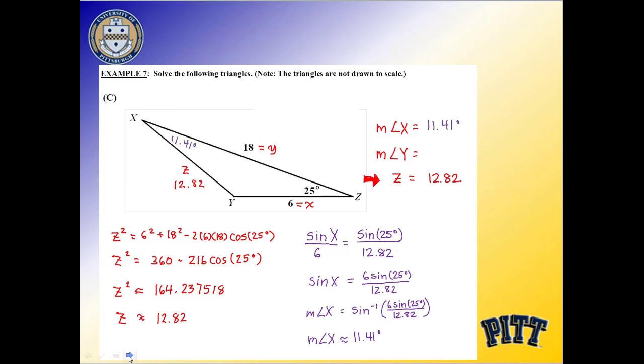At this point, the easiest way to find angle Y is to add 25 and 11.41 together and subtract that from 180 to get 143.59. Now when I look at the final result, the biggest angle should be opposite the biggest side, and the smallest angle should be opposite the smallest side. Then I can use the law of sines as a check. If I do the sine of 143.59 over 18, the sine of 25 over 12.82, and the sine of 11.41 over 6, making sure we're in degree mode, they should all be approximately the same. I should see the same numbers for at least 2 or 3 decimal places for those 3 answers.